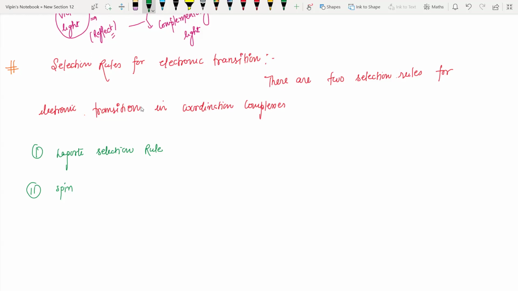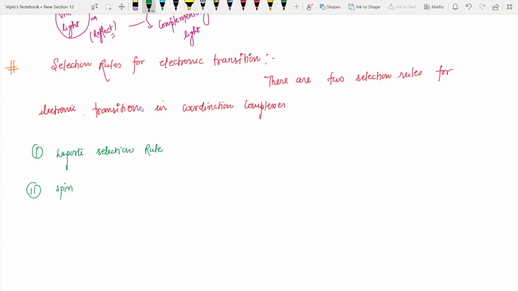If any complex does not follow the selection rules, then there will be no possibility of excitation of electron from low energy to high energy level. It means there will be no absorption of light by that particular complex. If a complex does not absorb light, then it will also not reflect the light. Then there will be no color for that particular complex. So color is because of absorption of light.